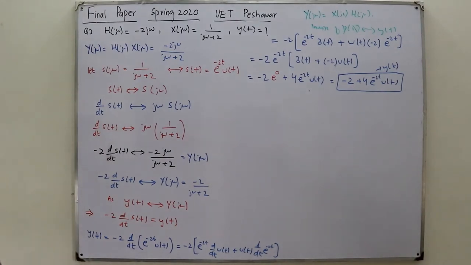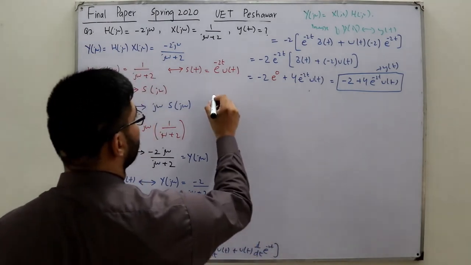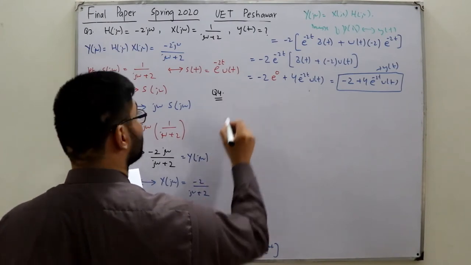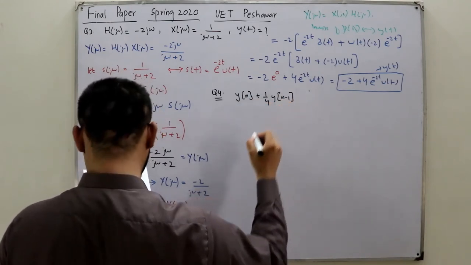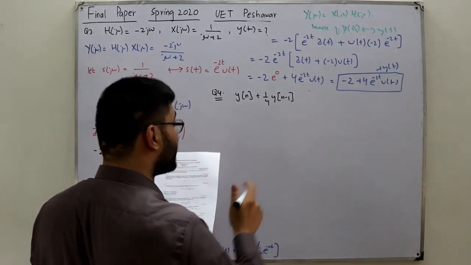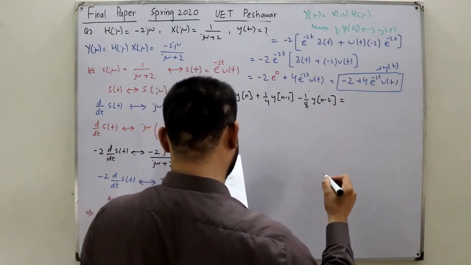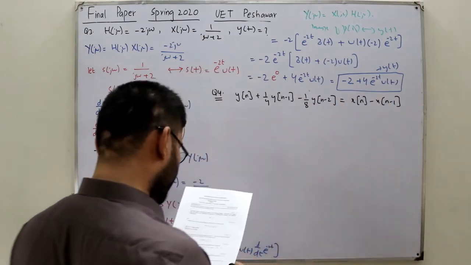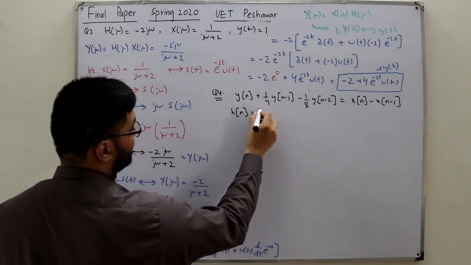Okay, let's move to the next question. Question number 4. A particular LTI system is described by the difference equation. So question number 4 is given, and we have a difference equation given, y of n plus 1 over 4 y of n minus 1 minus 1 over 8 y of n minus 2 is equal to x of n minus 1. And you are asked to find the impulse response of the system.